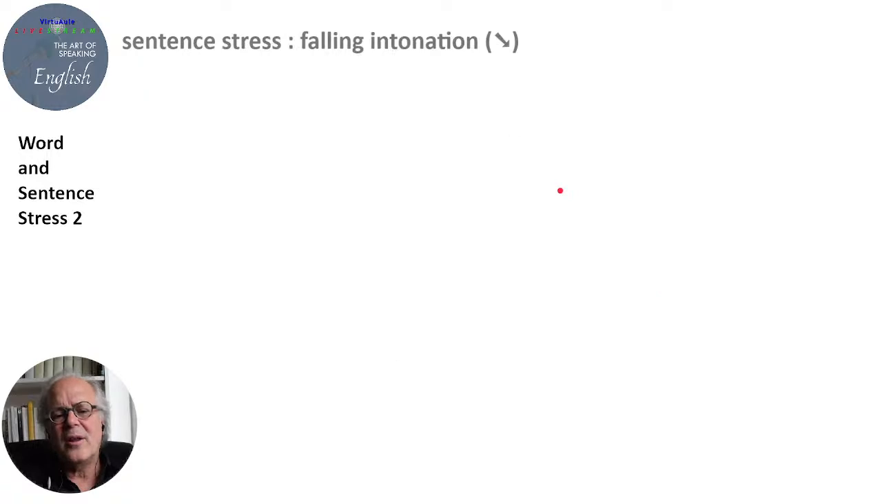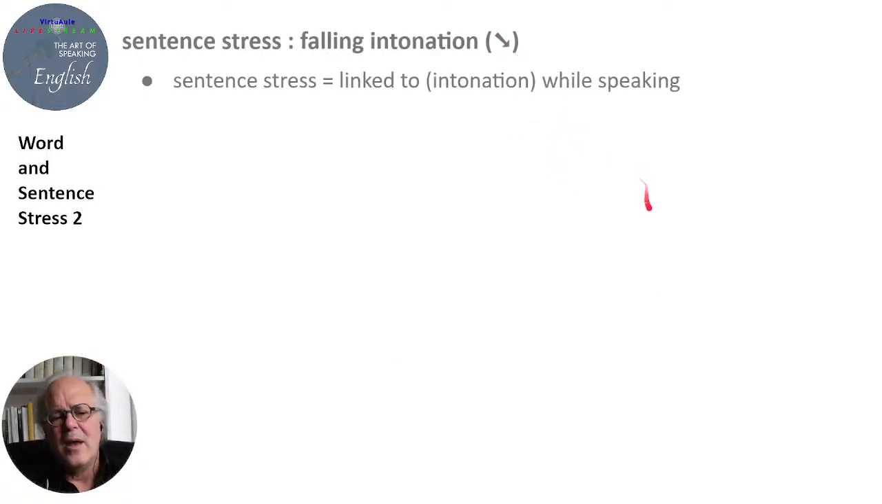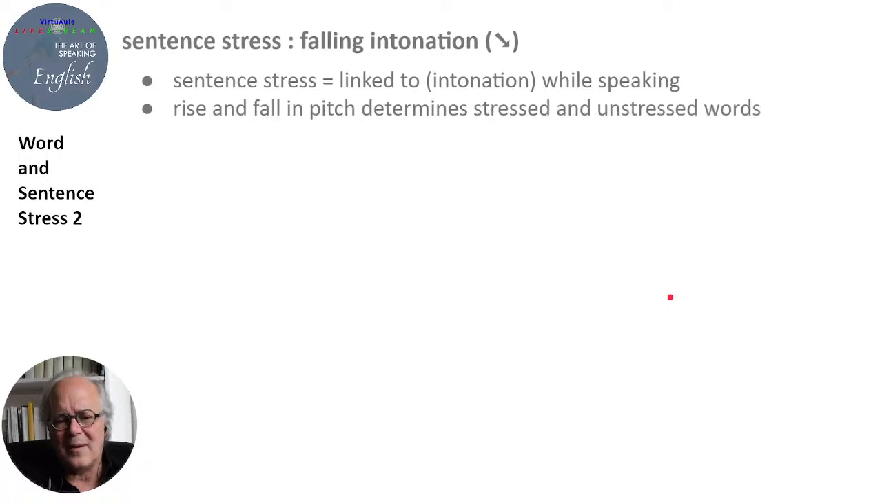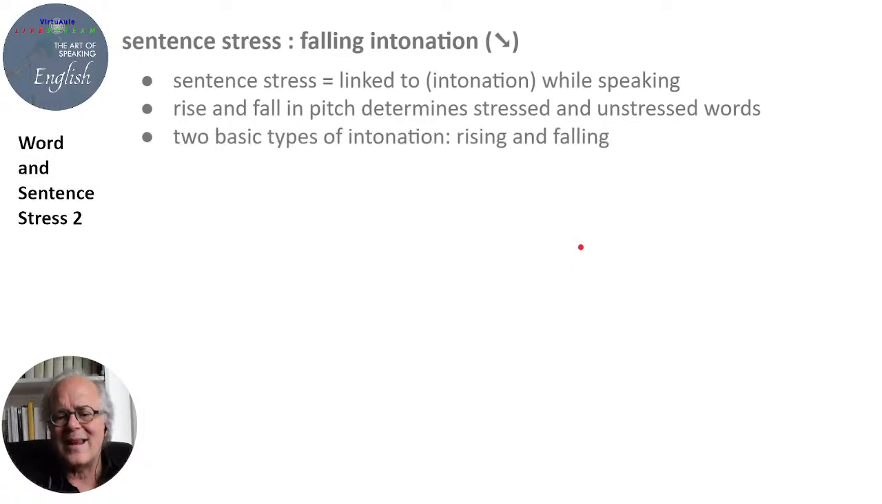Let's look at the following: intonation. We'll look at how it's linked to intonation, the stress, while speaking. The rise and fall in pitch determines stressed and unstressed words. Okay, the pitch is, I'm going a little higher. So that rise and fall determines stressed and unstressed.